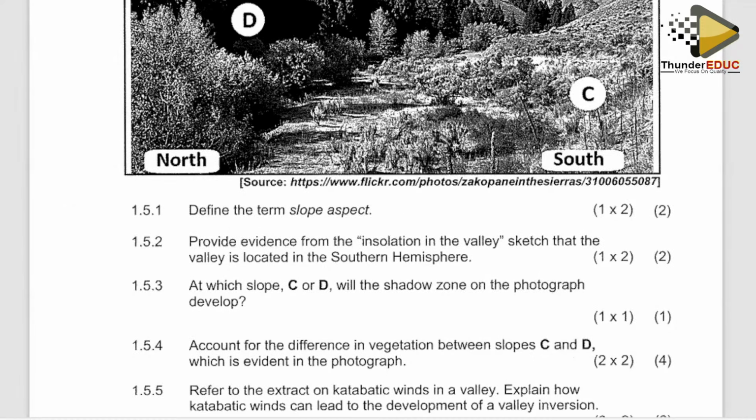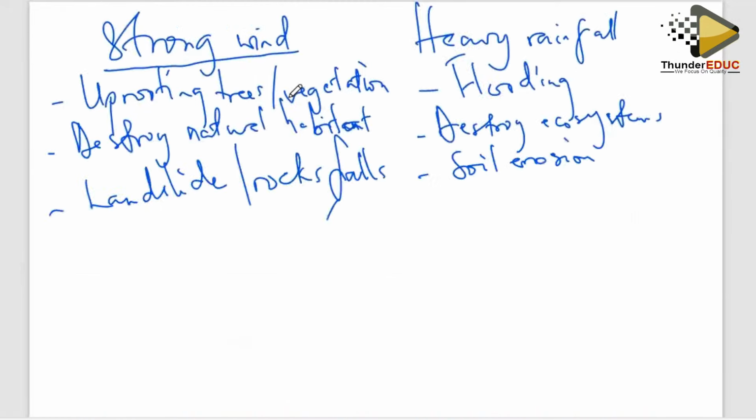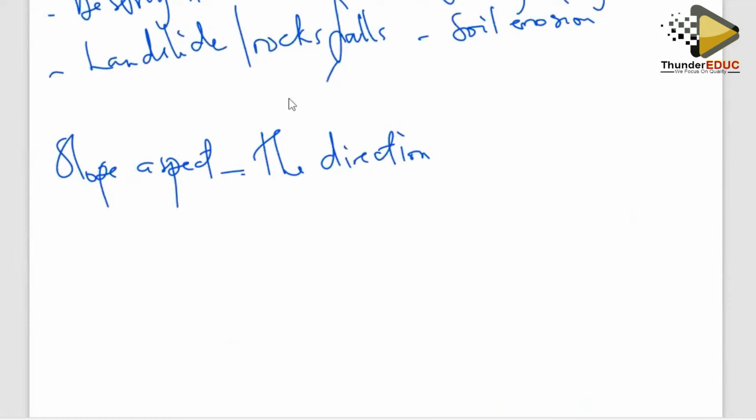Right, when I'm looking at slope aspect, this is a geographical term which we use. I'll describe it in simple terms so that you can figure out a simple definition. We are saying slope aspect refers to the direction faced by a slope. What is the direction that is faced by a slope? That is slope aspect.